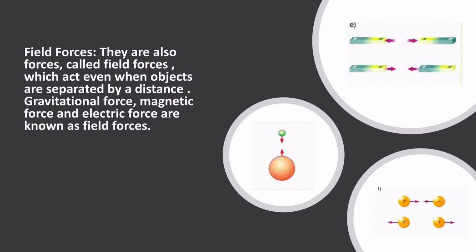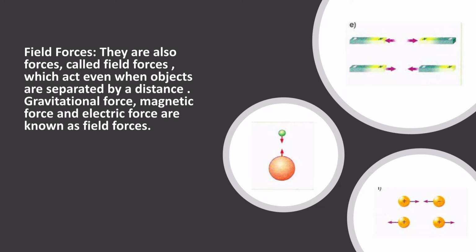The other type, field forces, are those which occur even if there is a distance between two objects. In this case, two objects do not necessarily need to come into contact. They can even be away from each other, and there is still a force acting upon each other. We can say, like magnetic forces.